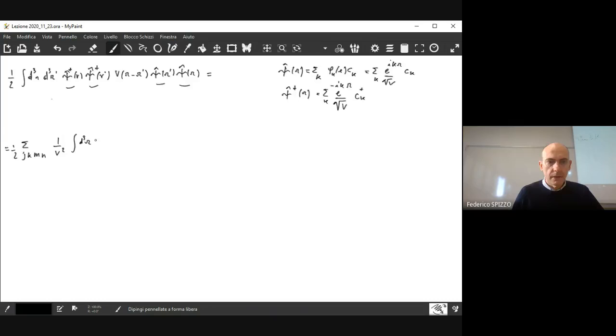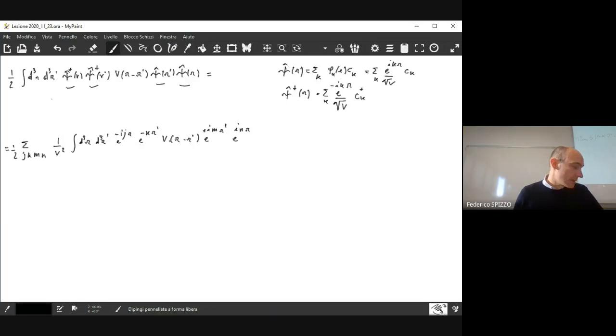Then there is the integral over d3r, the integral over d3r prime, and then I have the conjugate of the first index, so I have e to the minus i j times r. Then I have the conjugate of the second, so minus k r prime, the interaction potential V of r minus r prime. Then I have the phases that correspond to plus i m r prime. Then I have e to the i n r.